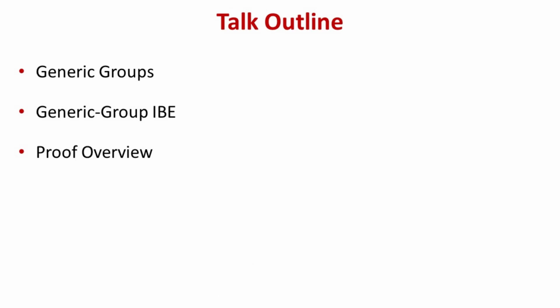We will start by defining the generic group model within which we prove our result. Next, we will define in more detail identity-based encryption schemes within this model. Then we will present a simplified high-level overview of our proof. So let's begin by discussing the generic group model.